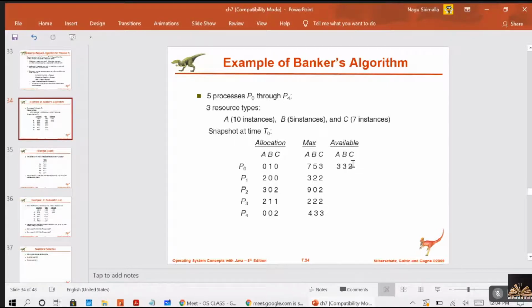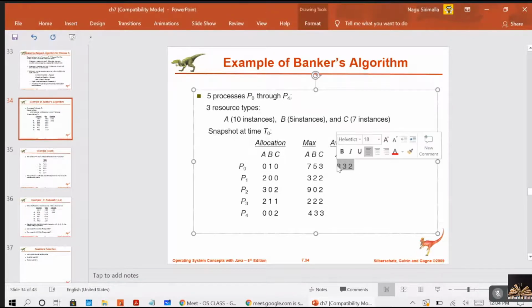The available, how are you going to do it? The total number of resources minus the allocated resources will give you the available. And max is what? Maximum need. Max is nothing but the maximum number of resources each process requires to complete its job.